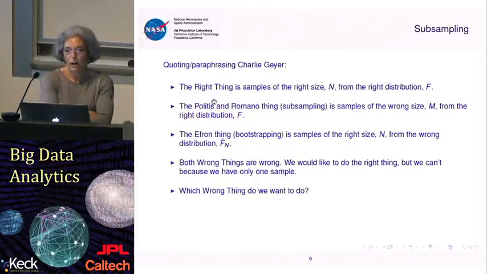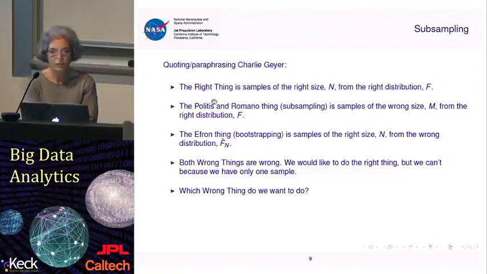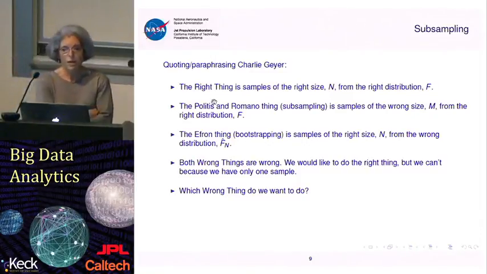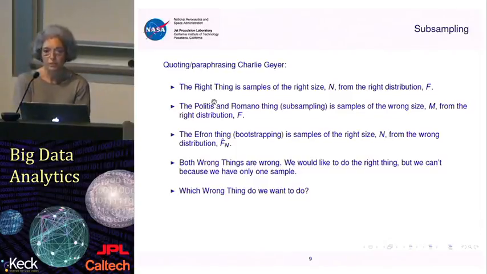So I'm going to come to the last slide here of this whole set of lectures on inference and uncertainty, and I'm going to quote and paraphrase Dr. Charlie Geyer, and I really like this because I think this is actually pretty easy to remember. It says, the right thing is samples of the right size, which is capital N, from the right distribution. The Romano and Politis thing, which is subsampling, is samples of the wrong size from the right distribution. The bootstrap thing is samples of the right size from the wrong distribution. Both wrong things are wrong.